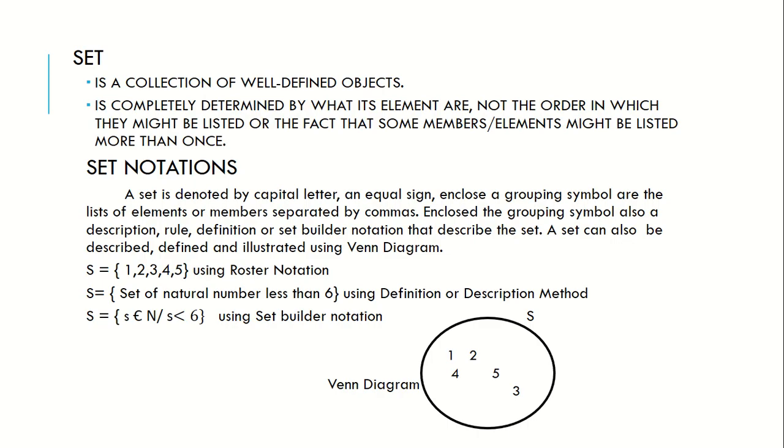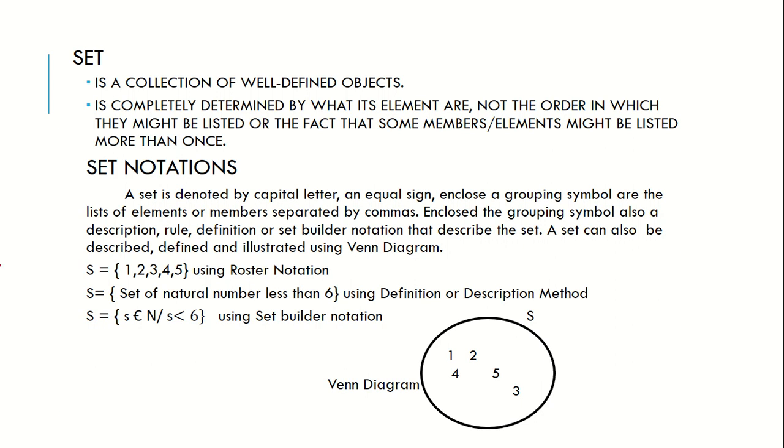Let's go now to what a set is. We are talking all about sets. A set is a collection of well-defined objects. What do we mean by well-defined objects? It simply tells you that when a set is well-defined, you know what objects belong and what objects do not belong to the given set. A set is completely determined by what its elements are, not the order in which they might be listed or the fact that some members might be listed more than once.